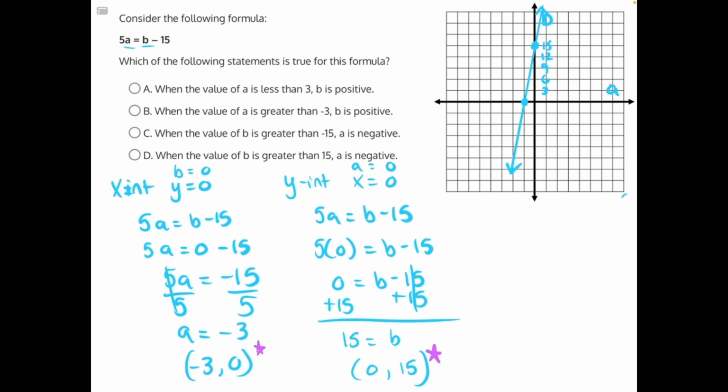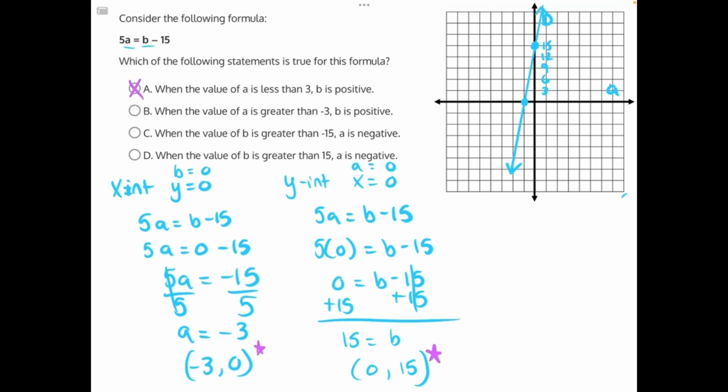A says when the value of A is less than positive 3, B is positive. Okay, well, let's say that we can estimate a point to be right up here. Everything less than this point starts out positive, but then once we pass the axis, all of those b values become negative. So it's not positive the entire time, making A incorrect.